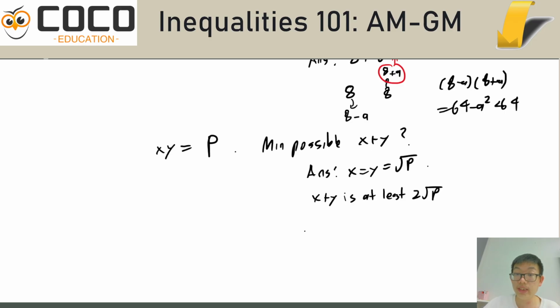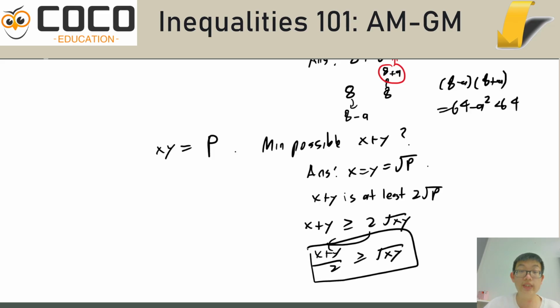But what do you know? This is just saying that x plus y is greater than or equal to 2xy, and if you move the 2 downwards, that's AM-GM. So this makes sense.